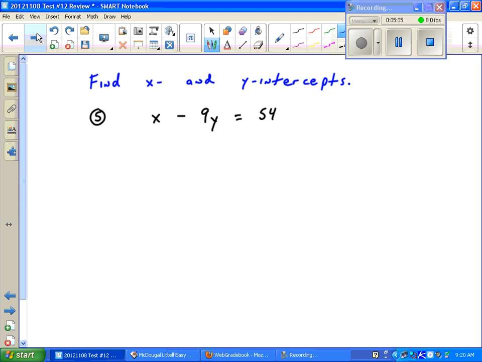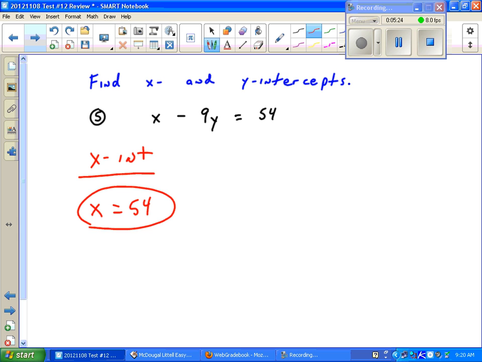Number 5, you're going to do the same thing. You're looking for your x and your y intercepts, so we'll do those real quick. If your x-intercept, that's what you're looking for, you're plugging in 0 in place of y. So negative 9 times 0 is going to be 0. So what you're going to have is x minus 0 or x equals 54. X minus nothing equals 54.